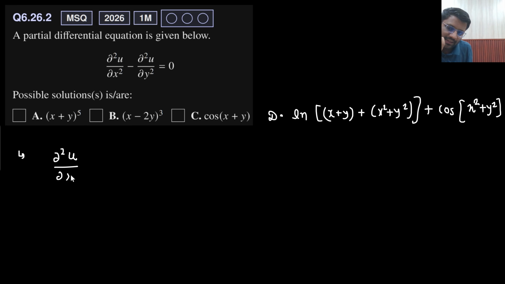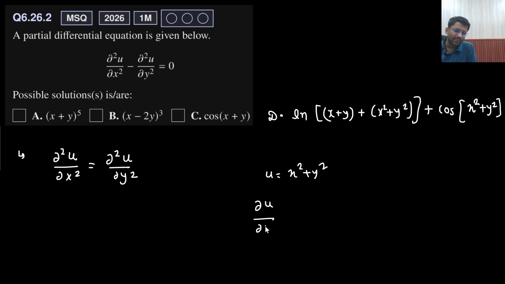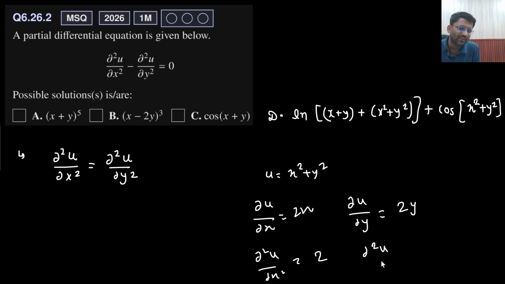So what they have said is del square u by del x square equals del square u by del y square. That means you partially differentiate u with respect to x 2 times and you partially differentiate u with respect to y 2 times, then both should give you the same result. What does that represent? I am giving a function u equals x square plus y square. You partially differentiate u with respect to x one time, what are you getting? I am getting 2x. Then you partially differentiate u with respect to y one time, you are getting 2y. Then you partially differentiate u with respect to x 2 times, what are you getting? 2. Partial differentiation of u with respect to y 2 times, what are you getting? 2.